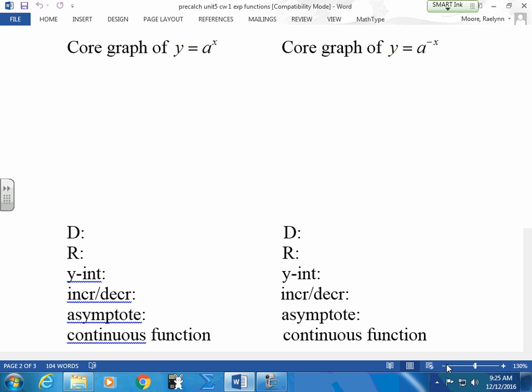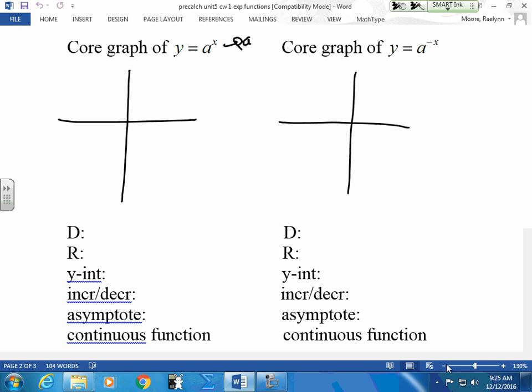Alright, so let's start basic. Core graphs. We call these cores or parents. Sometimes you call it a parent graph. What did you guys call it? Parent graphs. Okay, again, any increasing one is going to go like this. It's going to have the same attributes for all of our basic increasing ones. We're not doing any transformations, just basic.